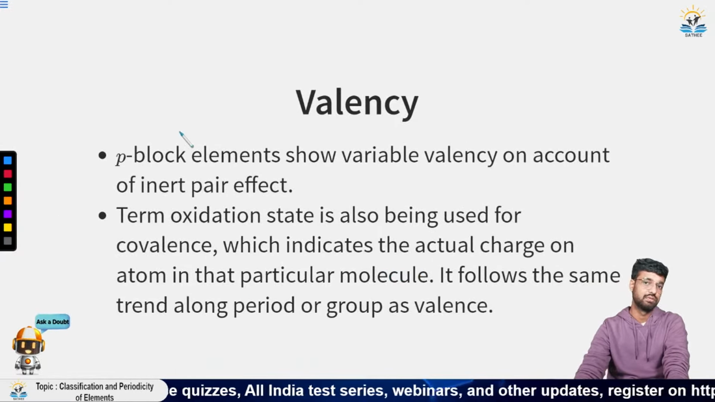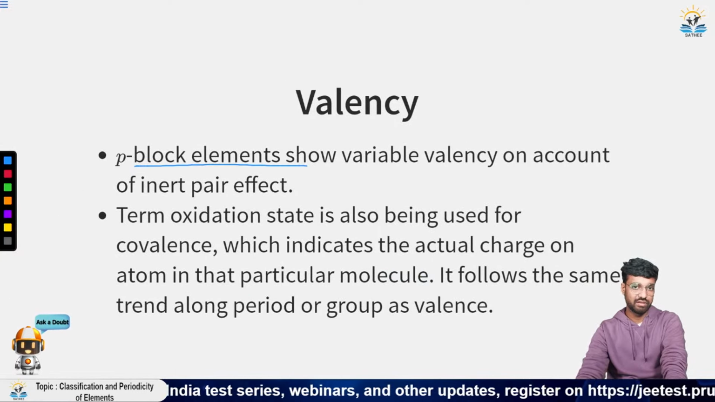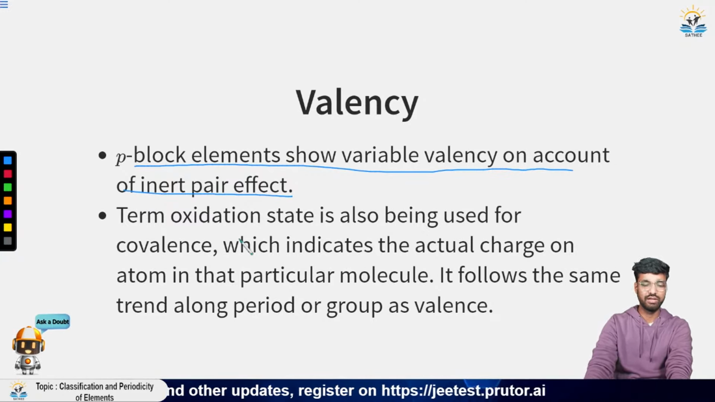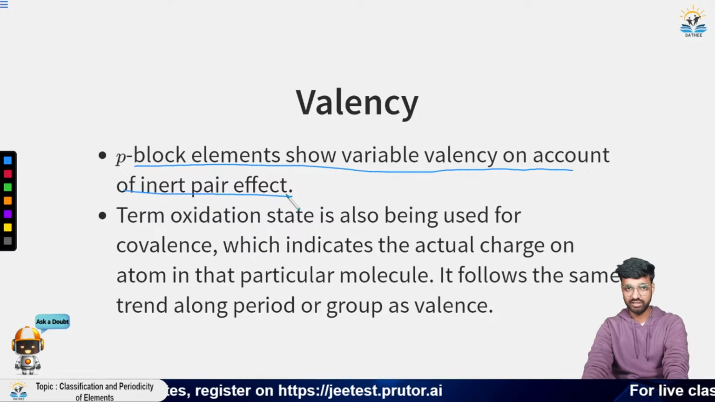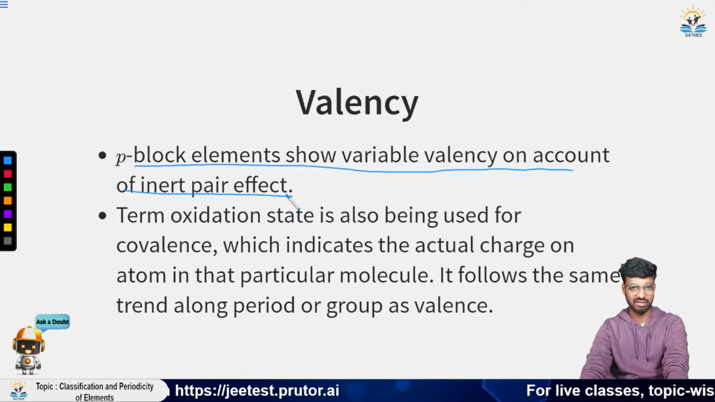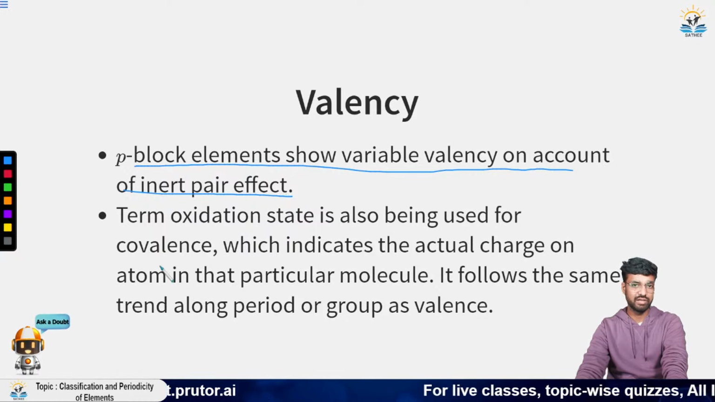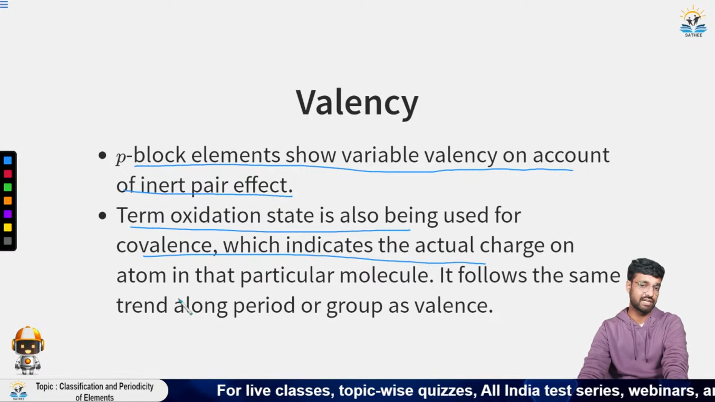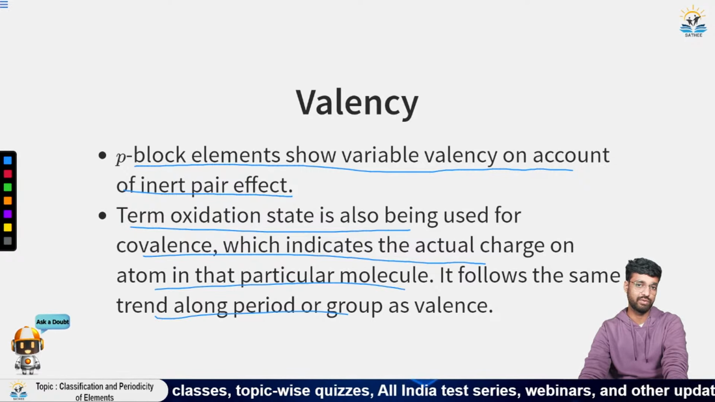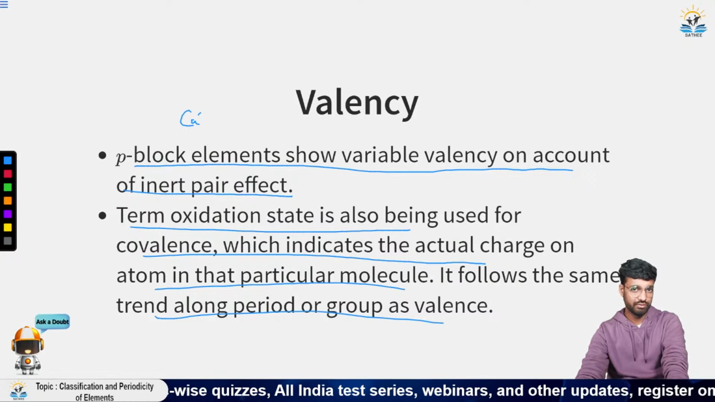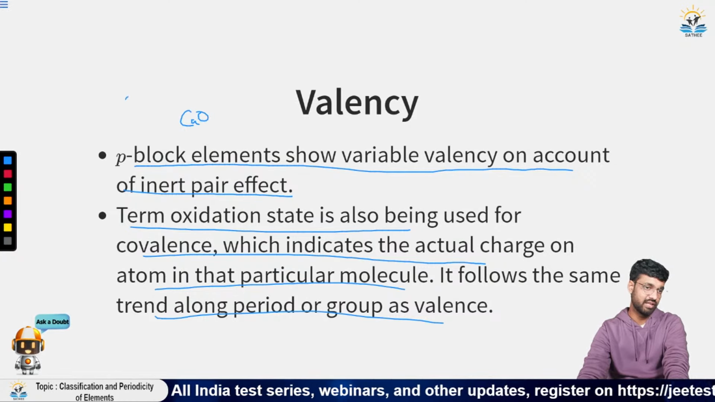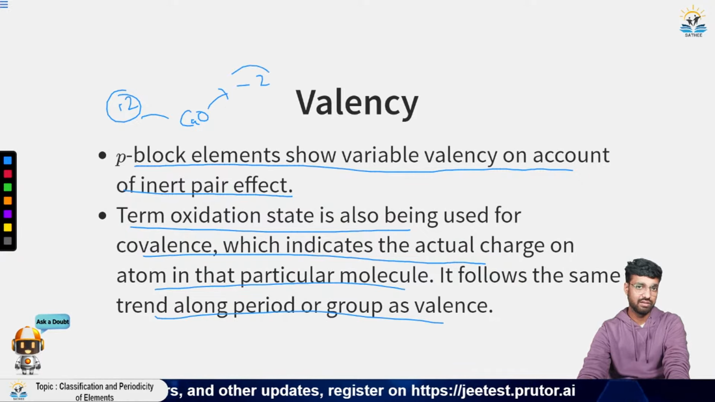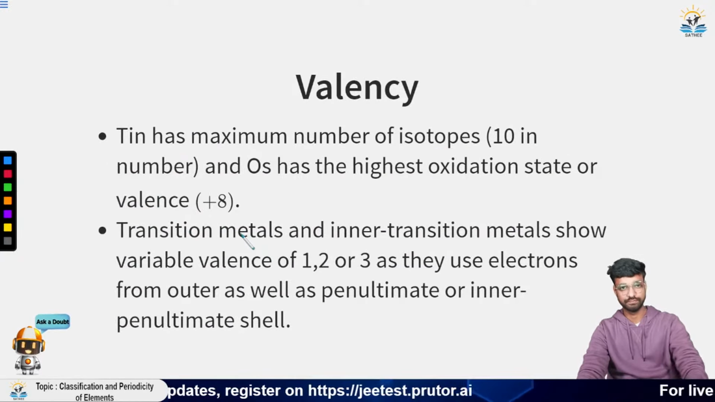Now, if you look at the p block elements, the valency varies on account of the inert pair effect. So what is the inert pair effect? We will describe it very briefly in chemical bonding, so for now, just remember this term. The term oxidation state is also used for this covalency, which indicates the actual charge on the atom. So if we have a molecule, say CaO, the oxidation number of Ca is +2, and oxygen has an oxidation state of -2.